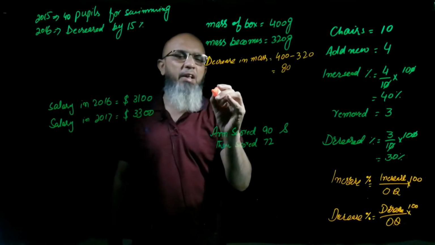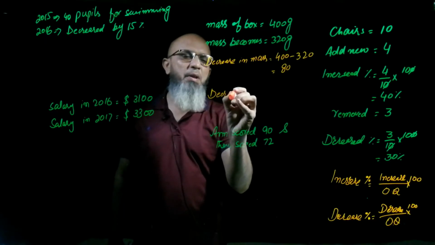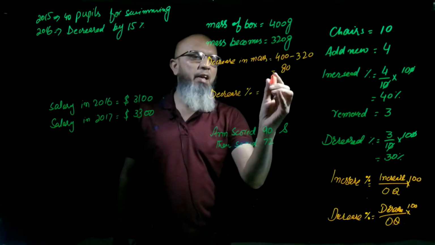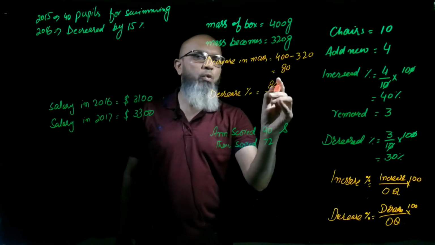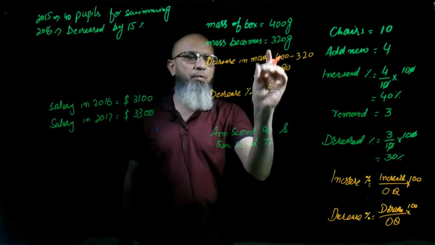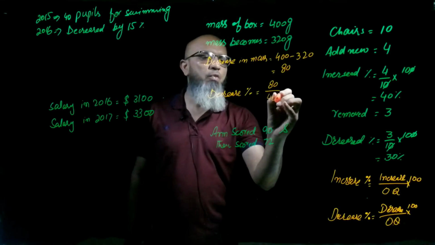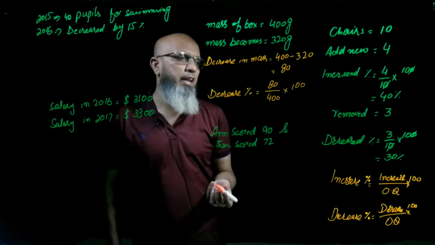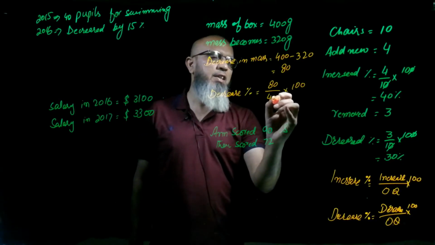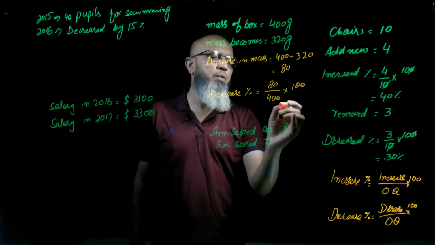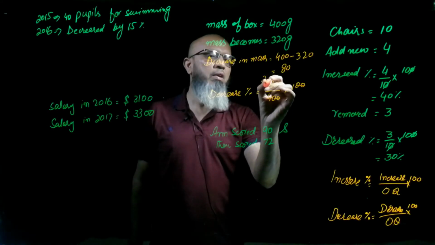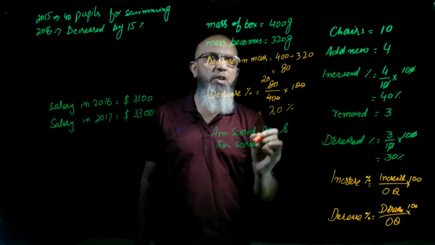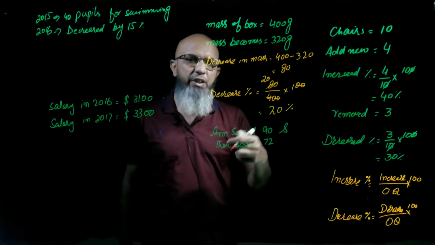So now we are going to find the decrease percentage. How can you find it? The decreased value, that is 80, over the original amount, that is 400, into 100. We are going to find the percentage. So it's quite easy. That is 20 cuts with this one, then 4 20s are 80, so your answer is 20%. 20% of the mass is decreased, right?